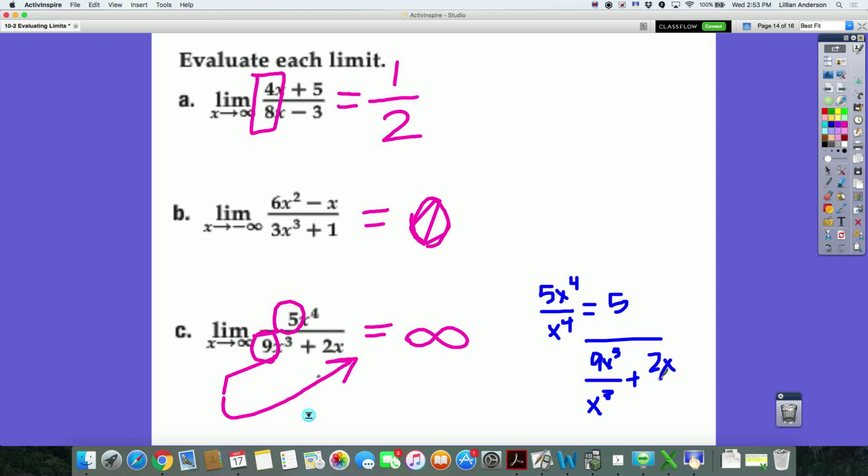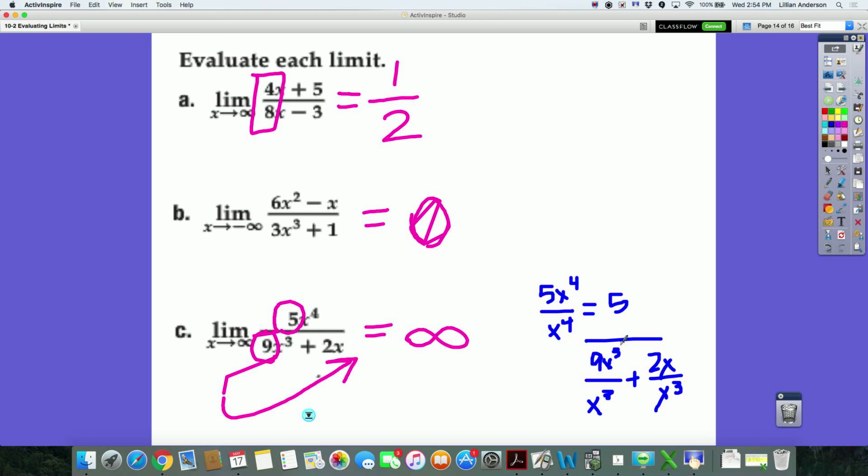When do the x to the fourth? You do it each. You do them each individually. So you do it to the numerator. What is 9x? You do it. I say you do it based off of the largest exponent, top and bottom.